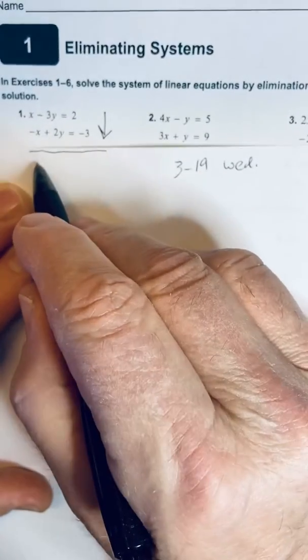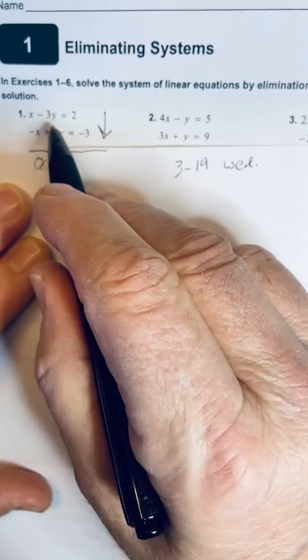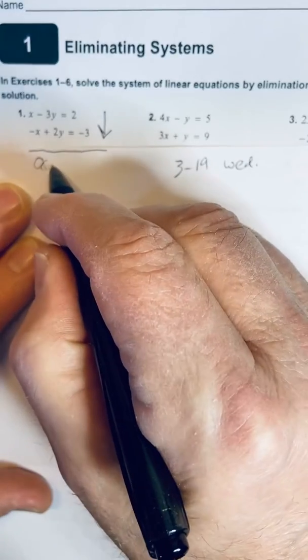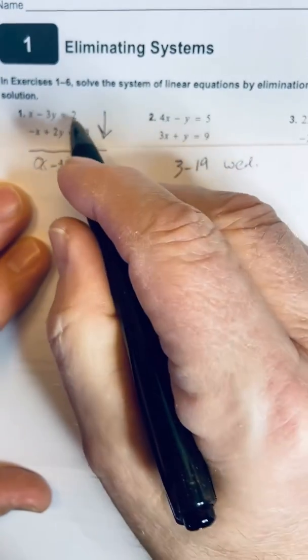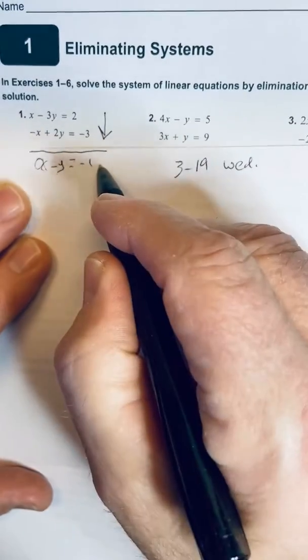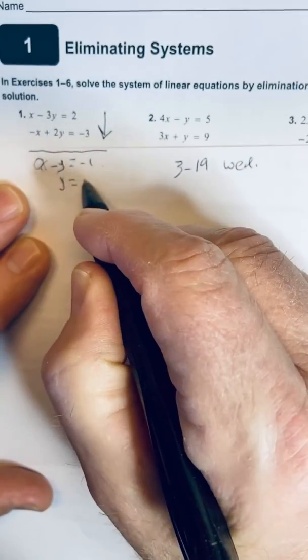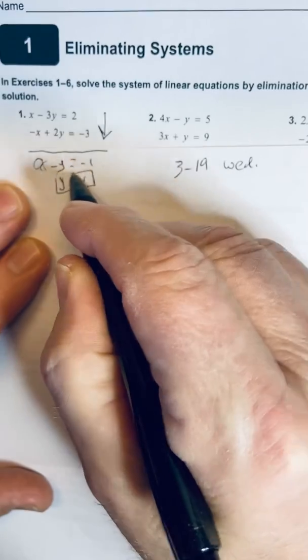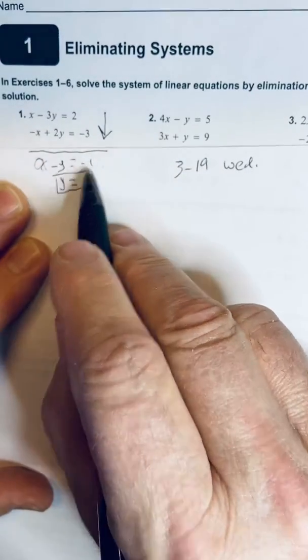So x minus x is going to be 0x and it's gone. -3 plus 2y is just simply a negative y. And 2 minus 3 is going to be a -1. So opposite of y equals 1, so therefore y has to equal +1, because opposite of positive equals negative.